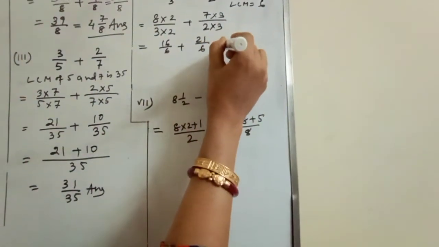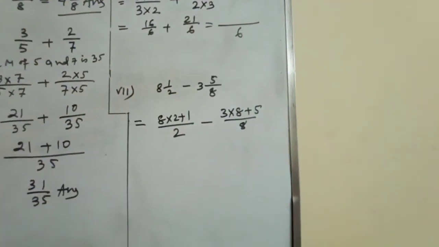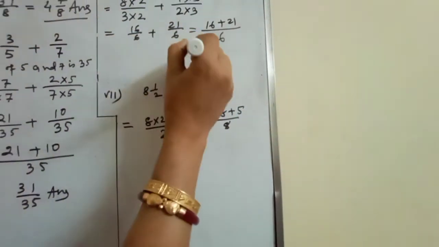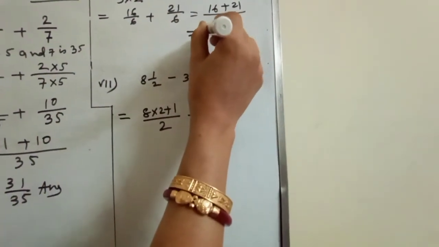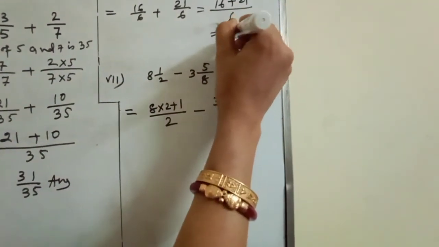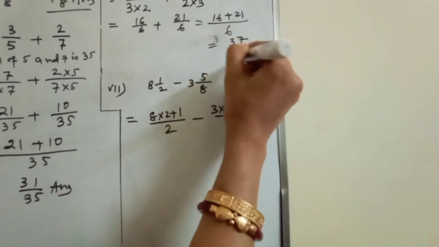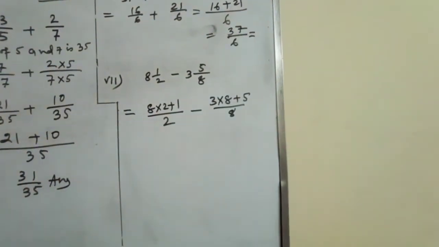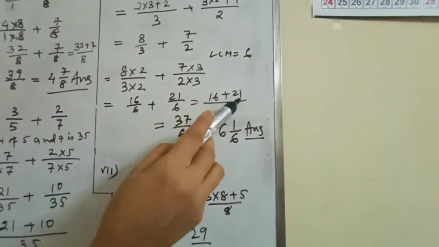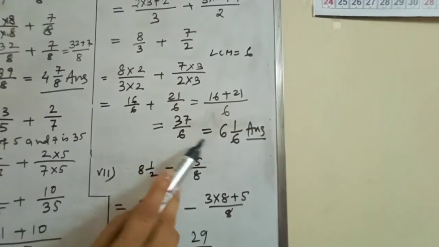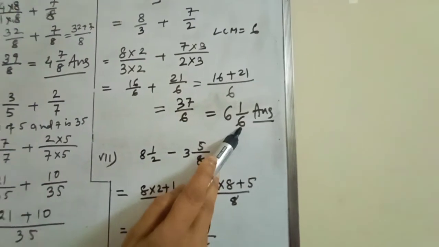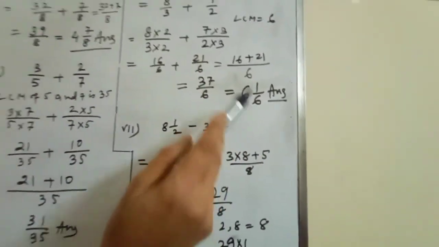Now what you have got is the common denominator, 6. 16 plus 21 is 37 by 6, or you can express it as a mixed fraction also. If you divide it, you will get 6 1 by 6. 6 sixes are 36 plus 1, 37 by 6. You have to give the answer in the mixed fraction. Come to the next sum.